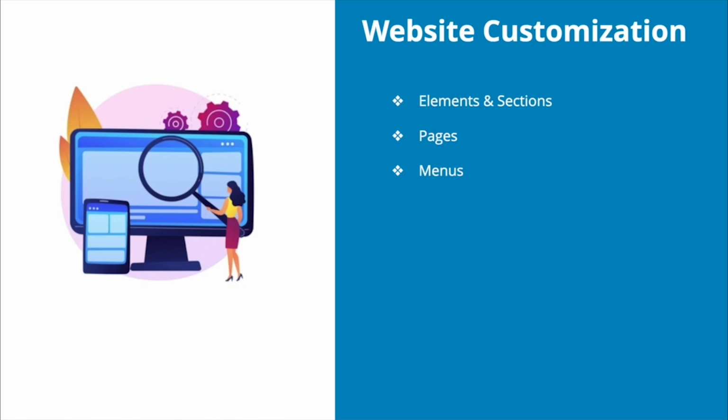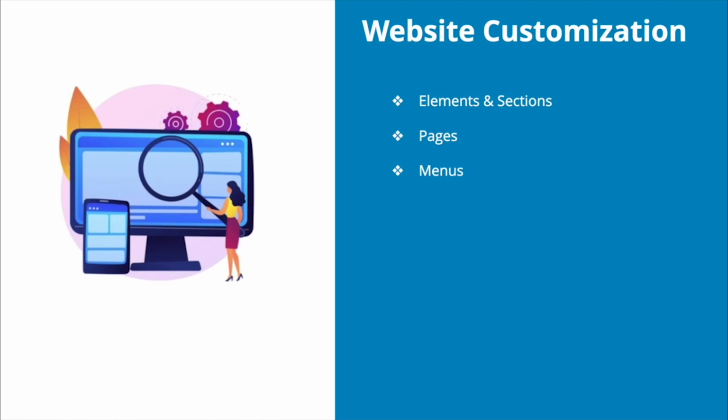So coming to website customization, there are four major components which we have to understand while we are doing the website customization. The first one is element, the second one is section, next one is page and a menu. The element is a component which is placed in a page to interact with a particular user, any user who has logged into the system.